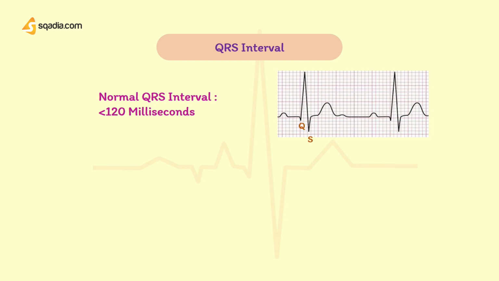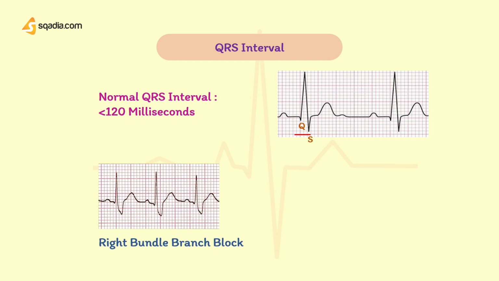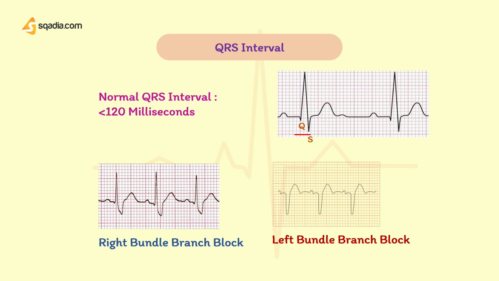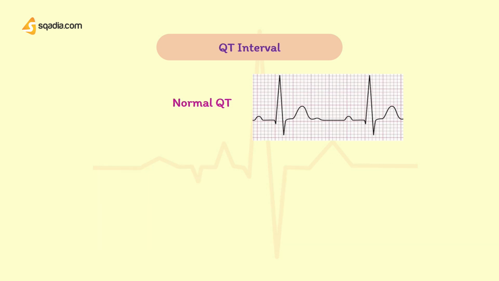Now, a normal one would be less than 120 milliseconds, or less than 3 small boxes. A prolongation may indicate a right bundle branch or left bundle branch block. Looking at the QT interval, this is the time from the beginning of the ventricular depolarization to the end of the ventricular repolarization. As for the normal QT interval, it varies and depends on the heart rate.